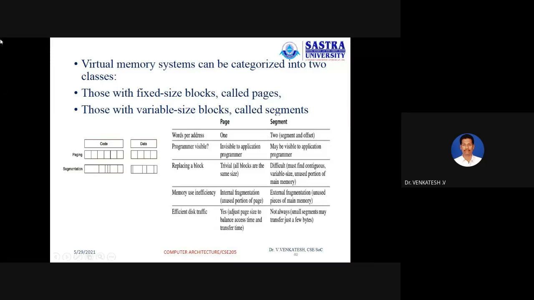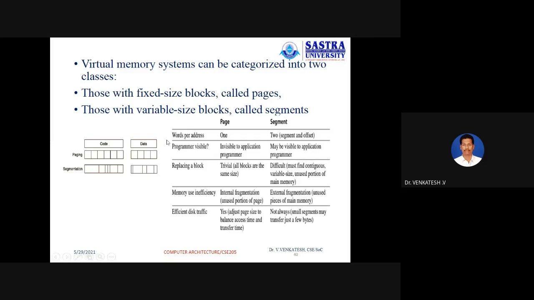So here 1 per word, here 2 per word. That is the information you have to note first. Paging is invisible to the application programmer, whereas segmentation may be visible to the application programmer. What is invisible? For example, the page size and so on are not visible to the programmer, so the segmentation is the one that is visible.